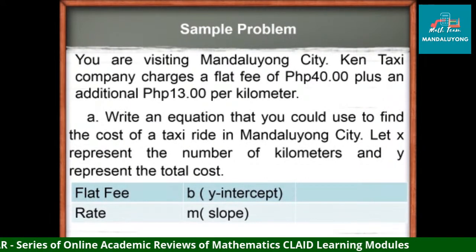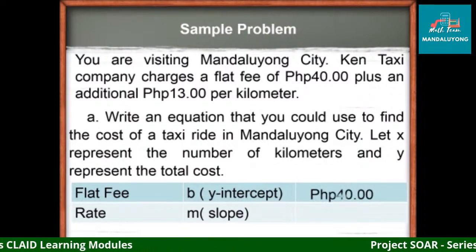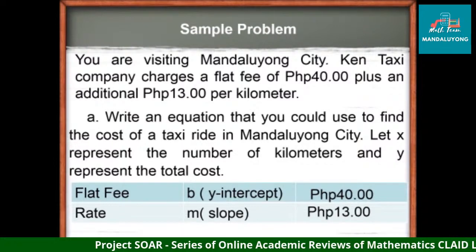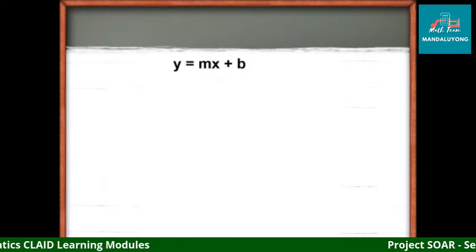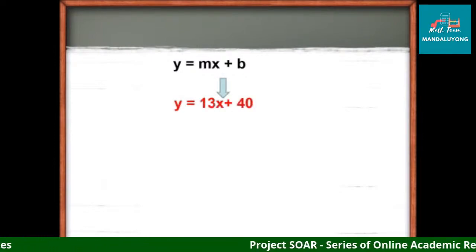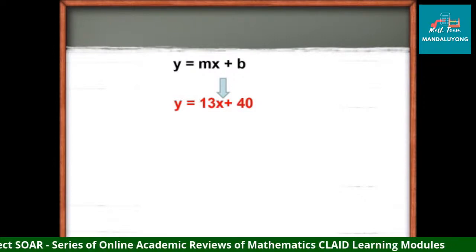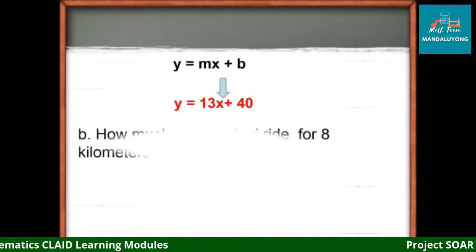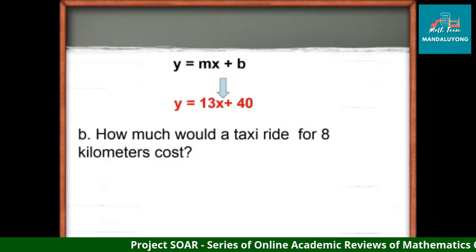We are going to use the table a while ago for flat fee and rate. In our problem, the flat fee is 40 pesos, while the rate is 13 pesos. Relating our flat fee and our rate to our y equals mx plus b, we will have y equals 13x plus 40. This will be our answer for letter A, because letter A is just asking for the equation. Let us move on to our letter B. How much would the taxi ride for 8 kilometers cost?